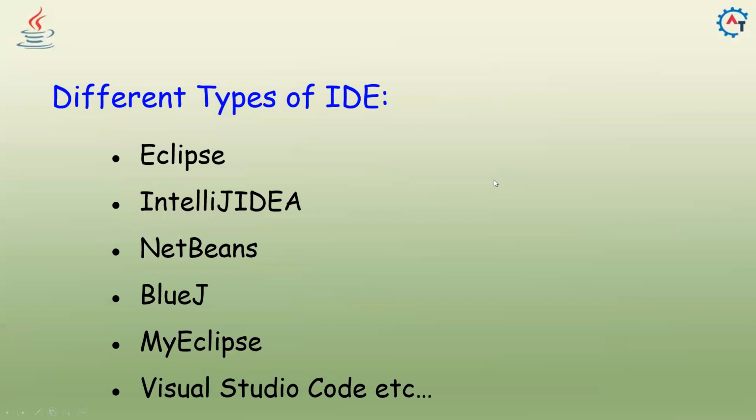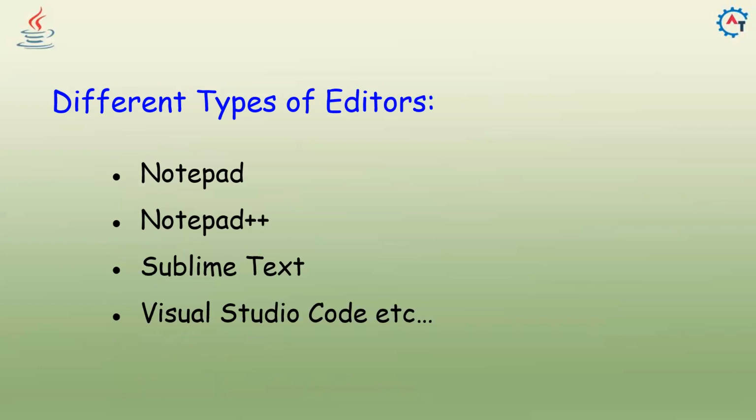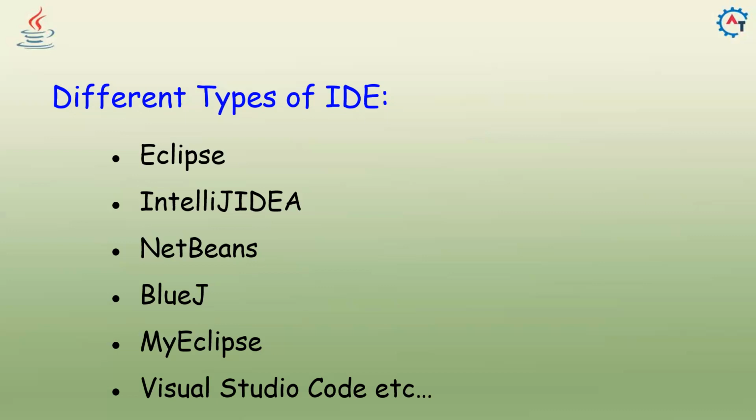And then there are different types of IDEs: Eclipse, IntelliJ, NetBeans, BlueJ, MyEclipse, and Visual Studio Code. Here it also came. When you install it, you can use it as a text editor, and with the help of some plugins, Java plugins, Maven plugins, Java-related stuff, you can add and make use of it like an IDE.